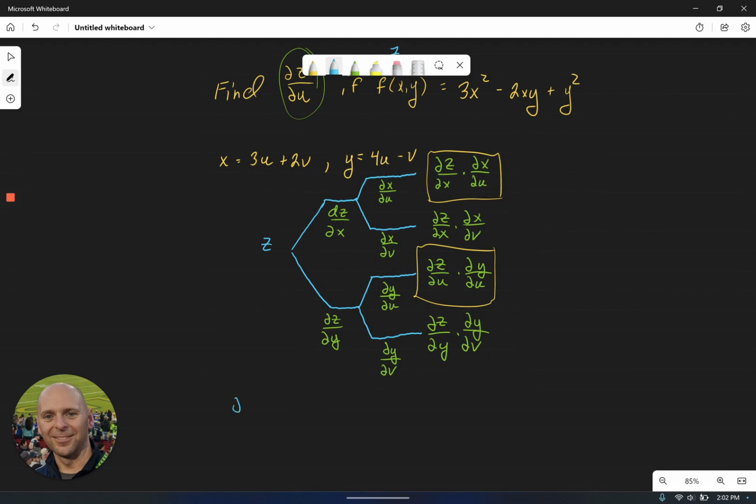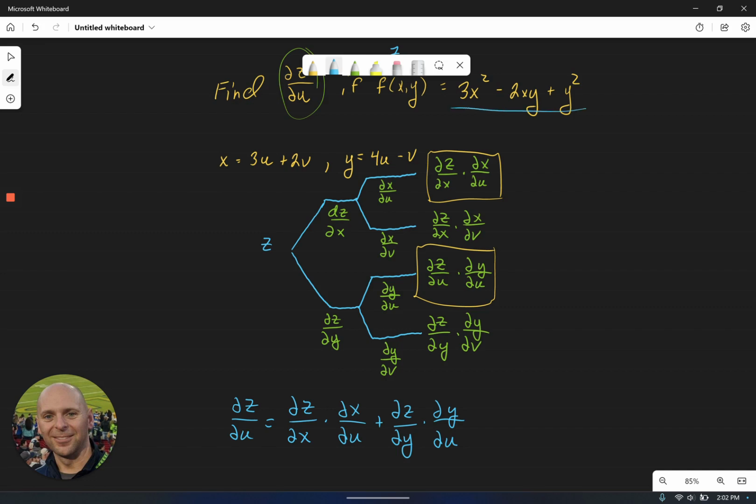So we have that the partial of z with respect to u is going to be equal to the partial of z with respect to x times partial of x with respect to u plus the partial of z with respect to y times the partial of y with respect to u. Okay, now we've got it all notationally set up. Now we have to actually make the calculations themselves.